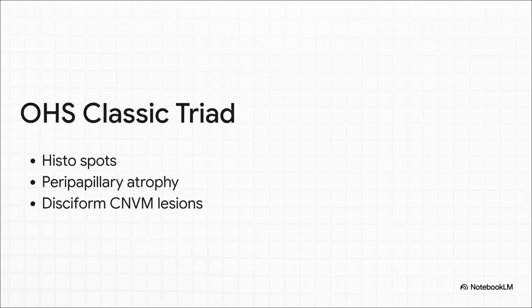Ocular histoplasmosis syndrome, or OHS. This is a massive high-yield flashcard moment right here. If you are ever presented with a clinical case featuring this specific triad, you must immediately think OHS. 1. Histospots, which are these punched-out chorioretinal lesions. 2. Peripapillary atrophy, or changes around the optic nerve. And 3. Disc-formed CNVM lesions in the macula. Also, remember, these patients will typically have a totally clear vitreous, unlike other uveitis syndromes. Spot the triad, nail the diagnosis.